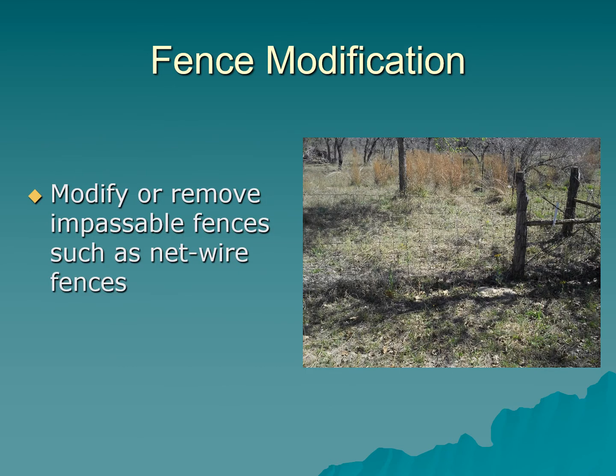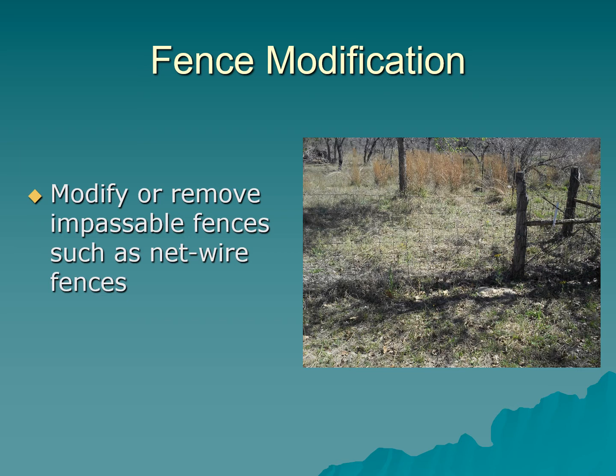So our next thing is fence modification. So generally this refers to net wire fences, and net wire fences pose a problem to wildlife because a lot of times they block natural wildlife movements across the landscape, and they also create areas where predators can trap wildlife against fences or in fence corners and allow for a higher mortality rate than would be natural.